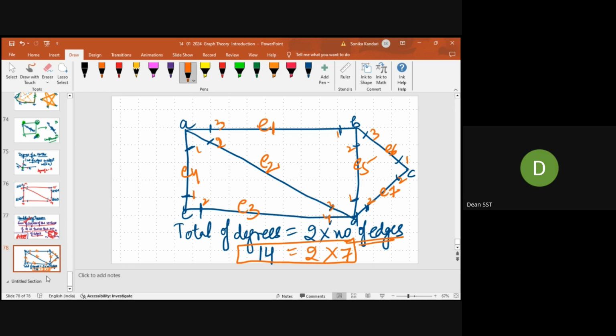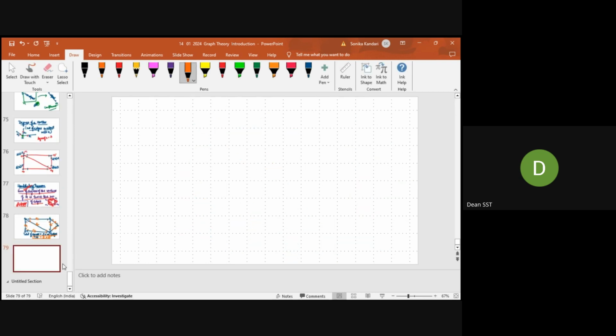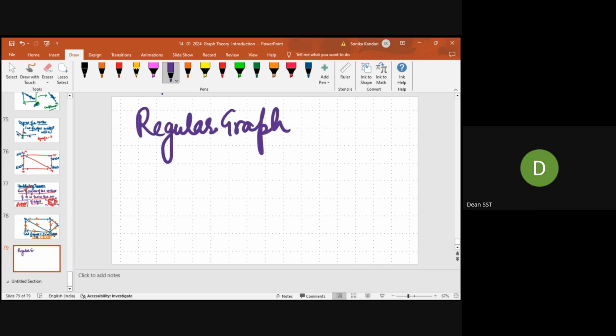I think this is clear now. Then coming on to regular graph. Regular graph. Can you state what is a regular graph?